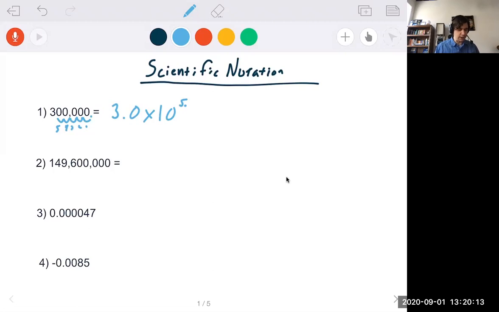Here we have 149,600,000. If you're trying to write that over and over and over again, you might get tired of counting all the zeros and making sure you get everything right. So scientific notation is going to be a little bit more useful here. And again, we're going to do the same method. So I want to put the main number in decimal notation. I'm going to keep all the digits, 4, 9, 6. So I have 1.496. So I want to move the decimal place between the 1 and the 4.